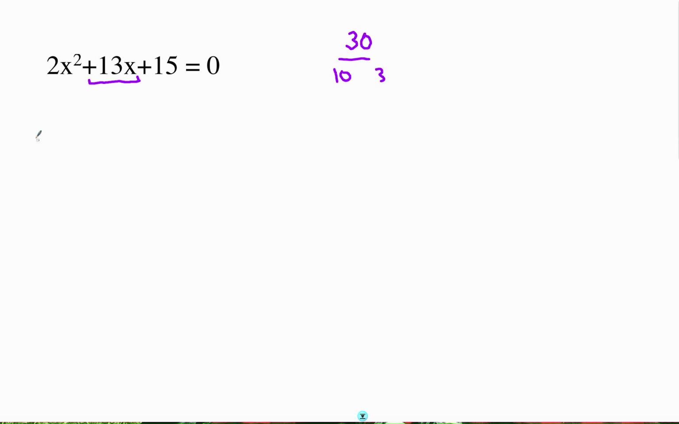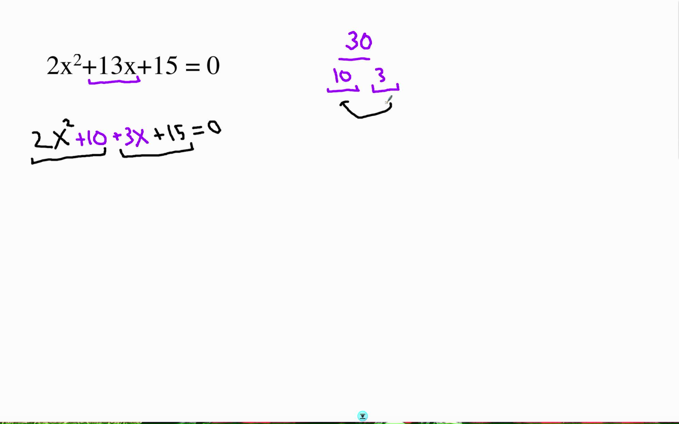So I'm going to keep the 2x squared, but I'm going to rewrite plus 13x using the 10x and the 3x. So I'm going to do plus 10x plus 3x. So notice I haven't really changed this trinomial. I'm just changing the way it looks. And then also notice, just kind of a reminder, I wrote the 10 first because I noticed it had a common factor with 2. And I wrote the 3 next because it had a common factor with 15. So I was strategic by writing 10 then 3 and not the reverse.